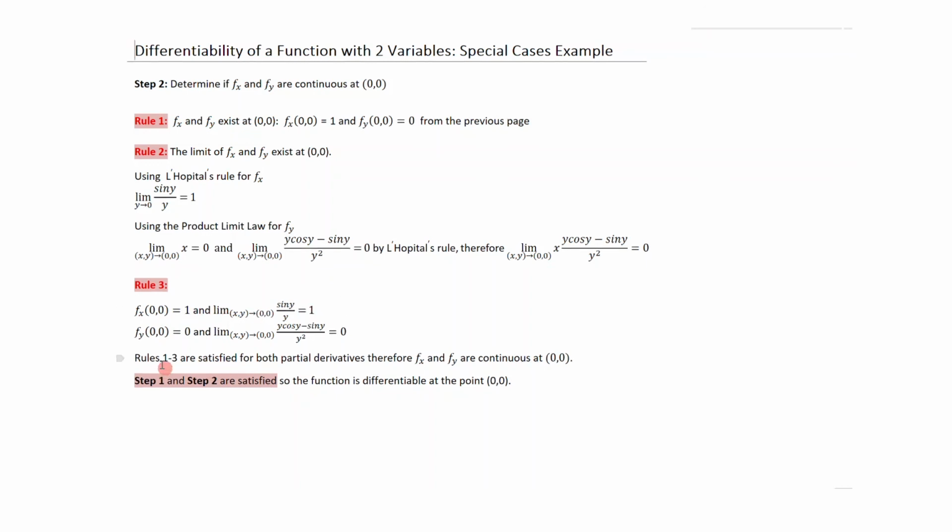And f_y(0,0) equals 0, and the limit as (x,y) approaches (0,0) of this expression is also 0. So these two are identical. Hence, rules 1 to 3 are satisfied for both partial derivatives, and therefore f_x and f_y are continuous at (0,0). All right, notice that step 1 and step 2 are satisfied, and so now we can state that the function is differentiable at the point (0,0).